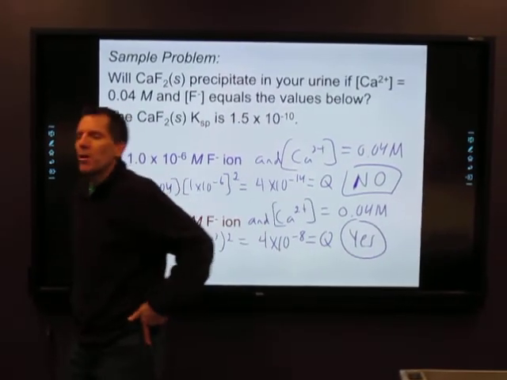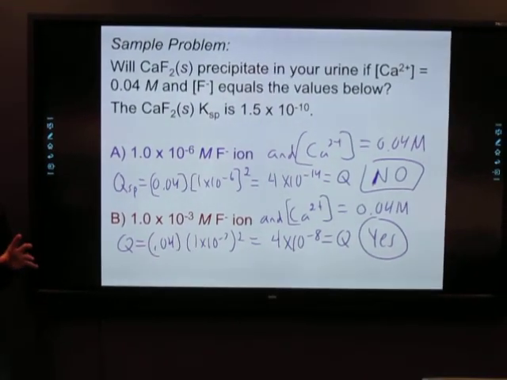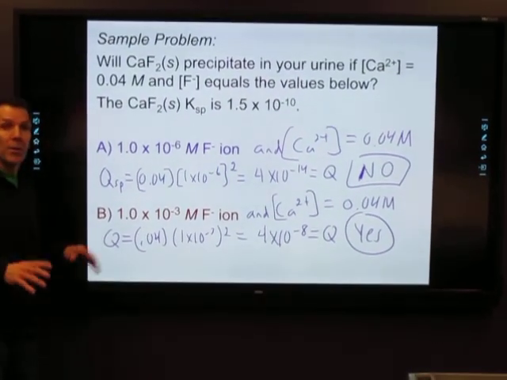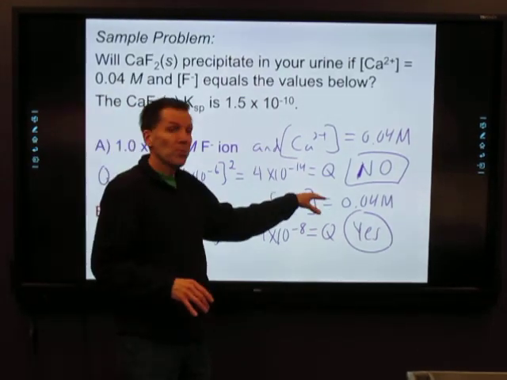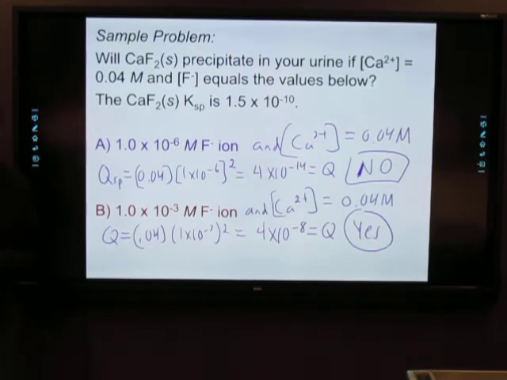And so the way we'll cover this in this material, precipitation problems like this are really going to be yes or no questions. Q versus K. If the Q is smaller, you don't make a precipitate. If the Q is bigger than the K, make a precipitate.